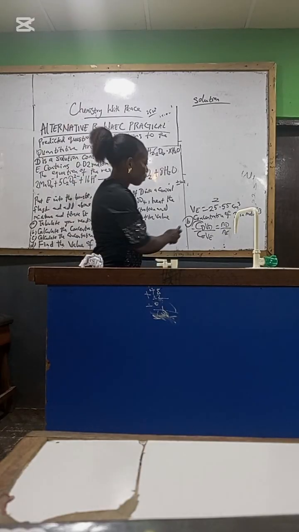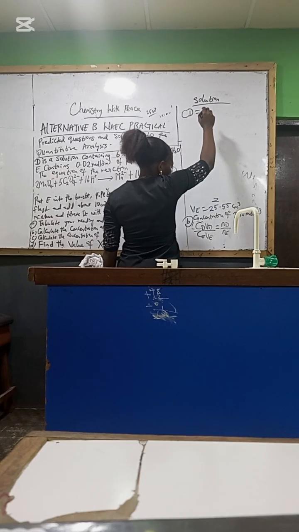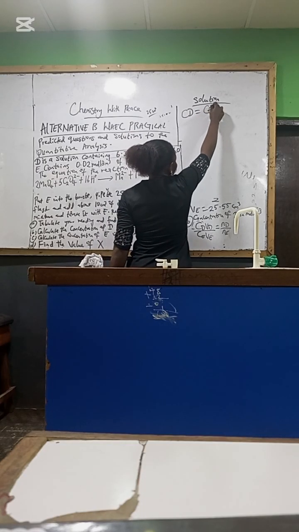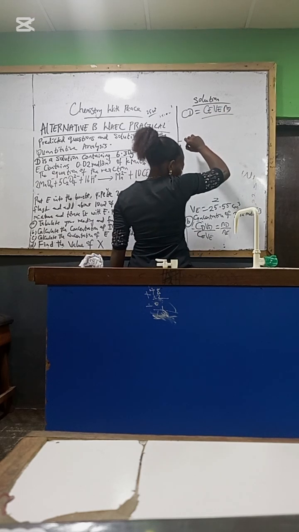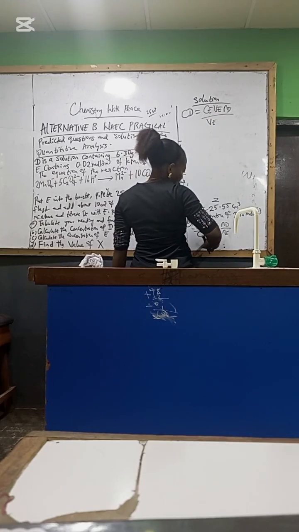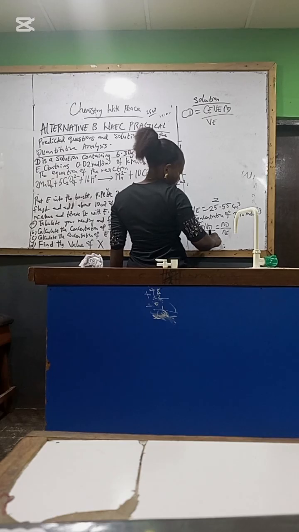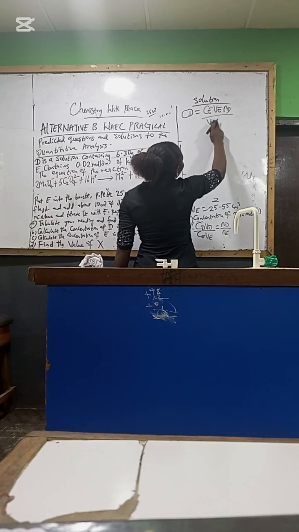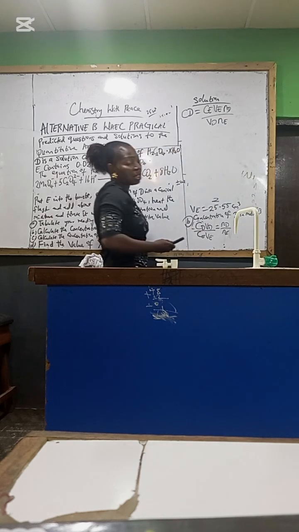Okay, so we have this formula. So making that CD the subject, we have CD is equal to CE VE ND all over VD and NE. So this is what we have.